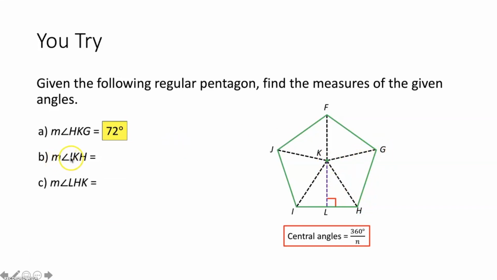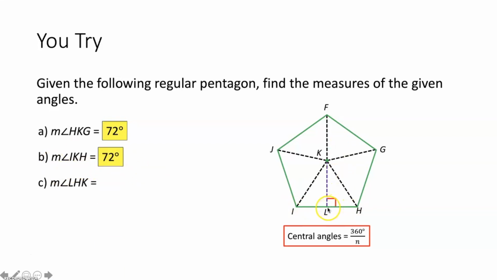Next, we want to find the measure of angle IKH. So angle IKH would be the measure of this central angle right here because it's an angle formed by the center of your polygon and the endpoints of one side. Therefore, in order to find the measure of that central angle, we take 360, divide it by the number of sides because it's a regular polygon, that would be 5, and you end up getting the measure of angle IKH. That central angle is also 72 degrees.